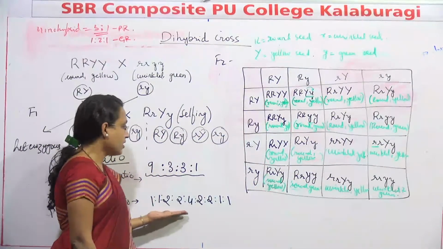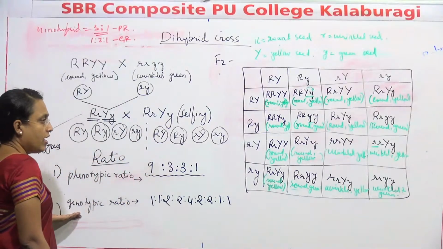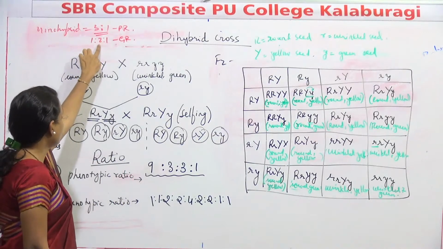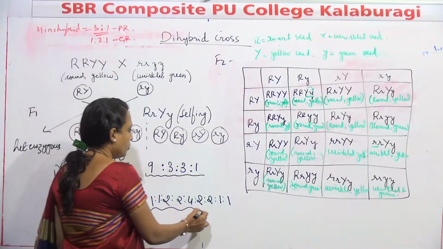Good. So what ratio do we say this is? We say it is the genotypic ratio, whereas in a monohybrid cross, this ratio is 1:2:1. Okay.